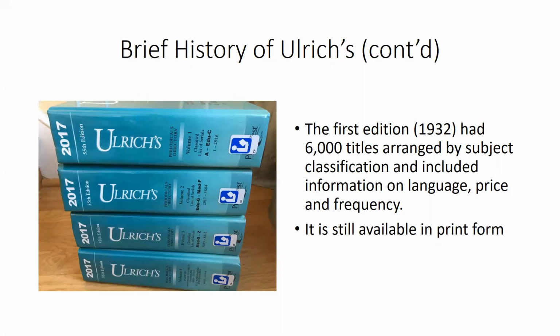So she gets to work and compiles all this information on all these different journals, and that work culminates in the first edition of Ulrich's Periodical Directory in 1932. It originally had 6,000 titles arranged by subject and included information on language, price, and frequency. And then she went and sold it to a bunch of libraries all over the world, and we're still using it today. So when we talk about Melville Dewey and Charles Cutter, let's not forget about Carolyn Ulrich.